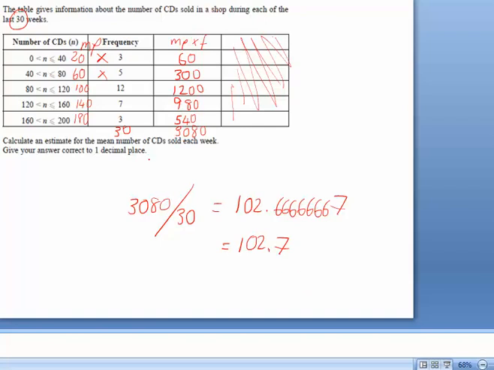and make sure that you've rounded it properly. This is how you do an estimation for the mean from a grouped frequency table, a popular question on the GCSE higher examination and often worth 4 marks, so an important one to get right.